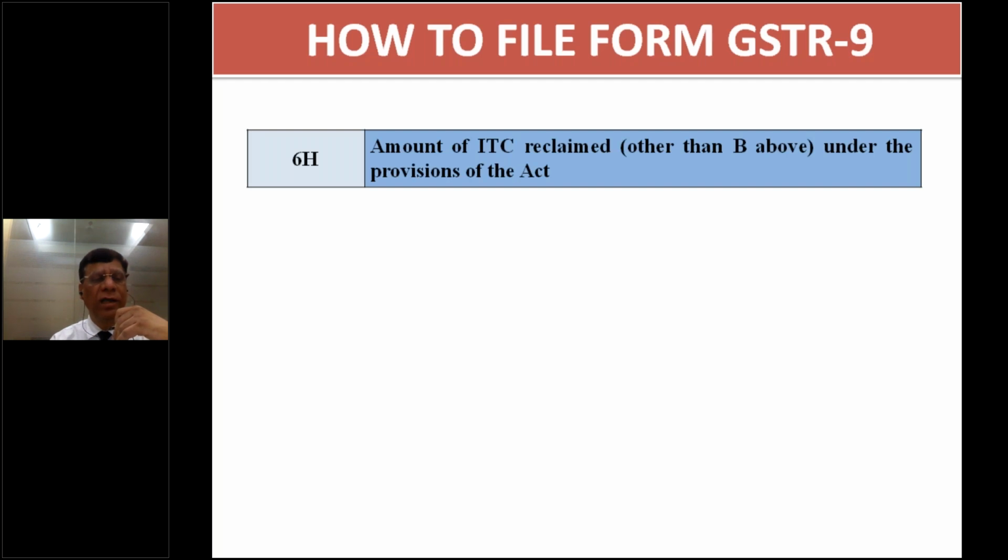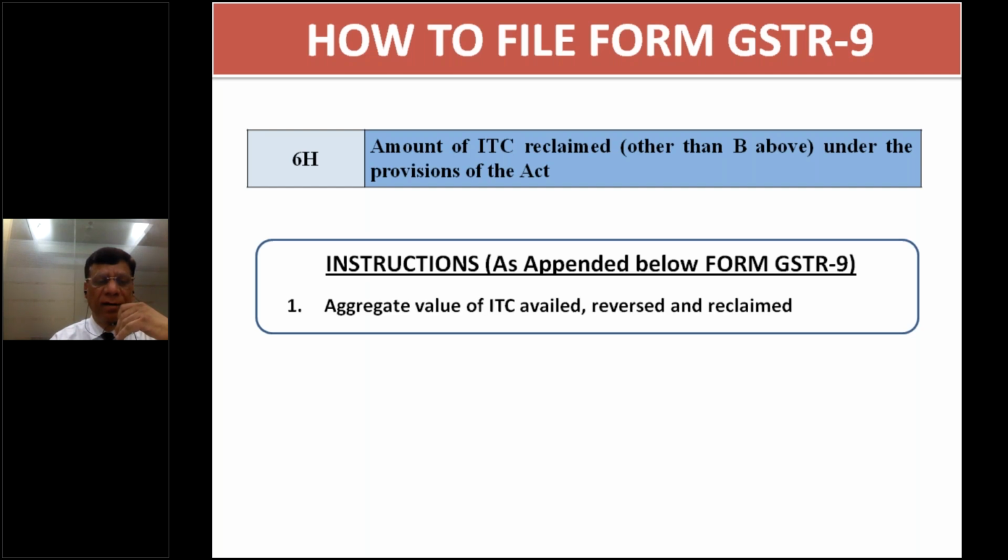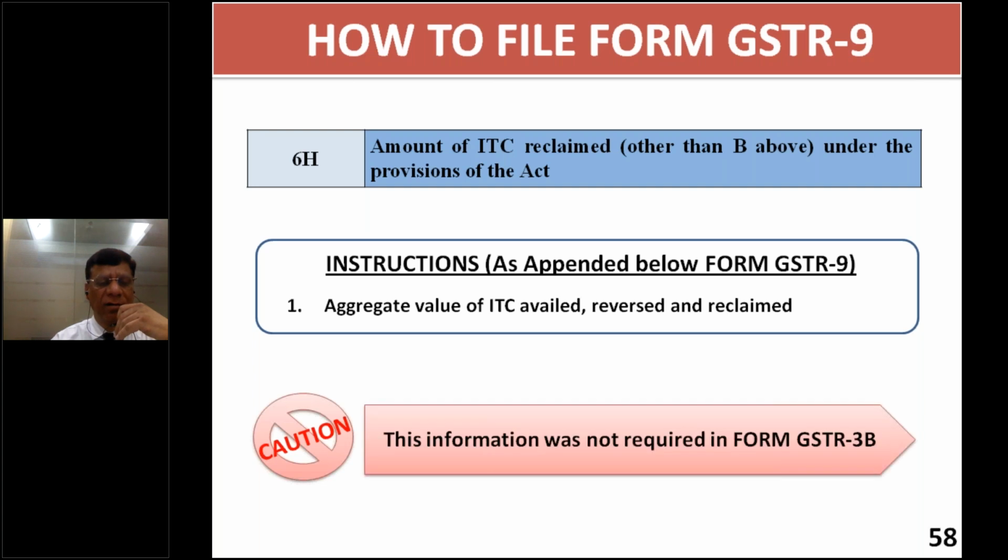Then 6H, amount of ITC reclaimed. Aggregate value of ITC availed, reversed, and reclaimed. This information was not required in Form GSTR 3B. Like in 180 days, we reversed first ITC, then we paid the amount after 180 days, and we reclaimed. So amount of ITC reclaimed is to be taken here.